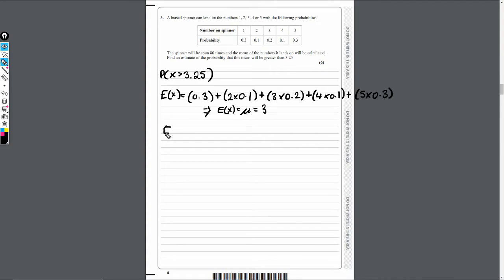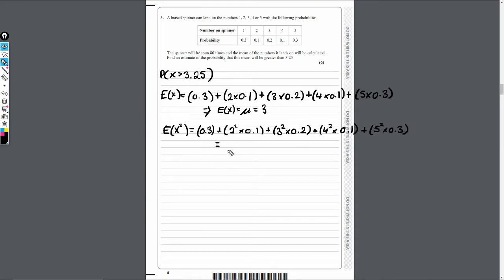So let's work out the variance here. So E of x squared. Well, how do we do this? Very similar. What you've got here is the number on the spinner, so we're going to square this value and then multiply it by its corresponding probability. So this will be 1 squared times 0.3, so 0.3, plus 2 squared times 0.1, and so on. So I'll write them all out: 3 squared times 0.2, plus 4 squared times 0.1, plus 5 squared times 0.3.